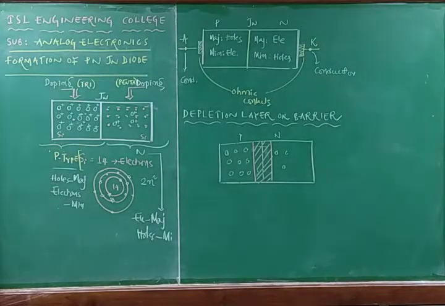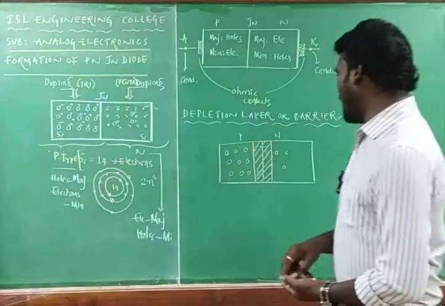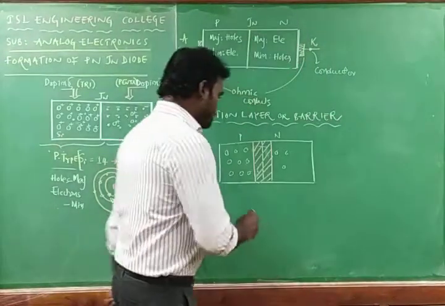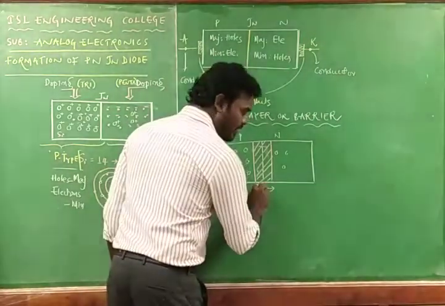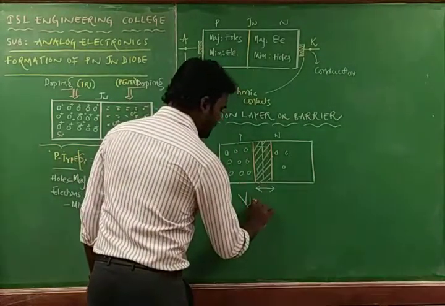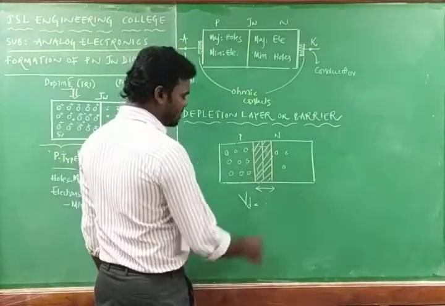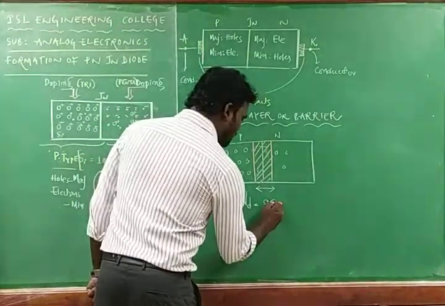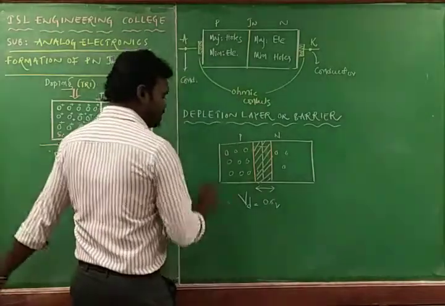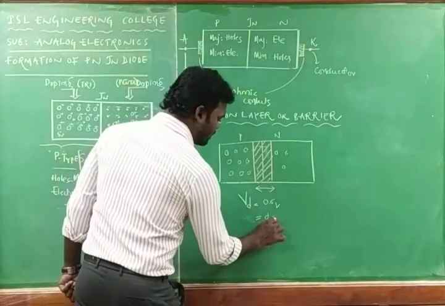So the depletion layer will have a voltage, and that voltage is represented as the depletion voltage. This layer is having a voltage. That voltage is named as depletion voltage or barrier potential. In general, the barrier potential of a silicon PN junction diode is 0.6 volt. If this diode is made with germanium, it is about 0.2 volts.